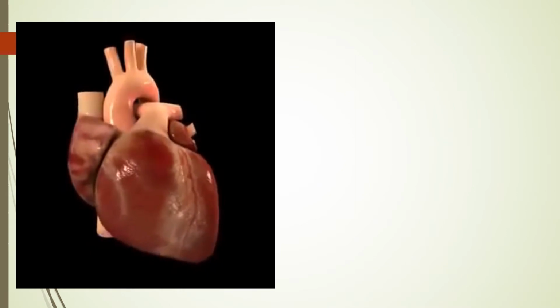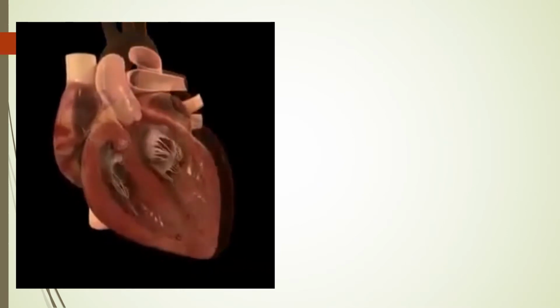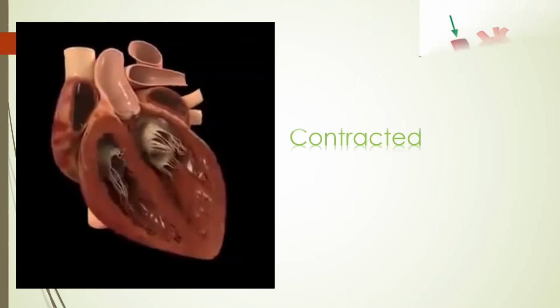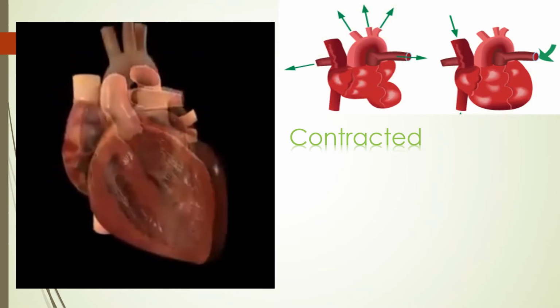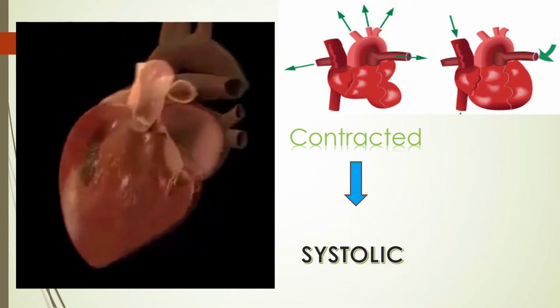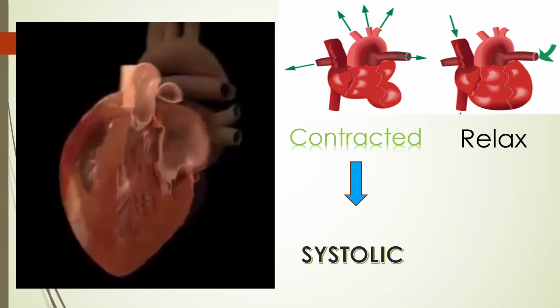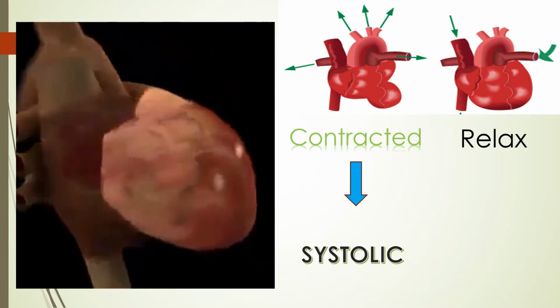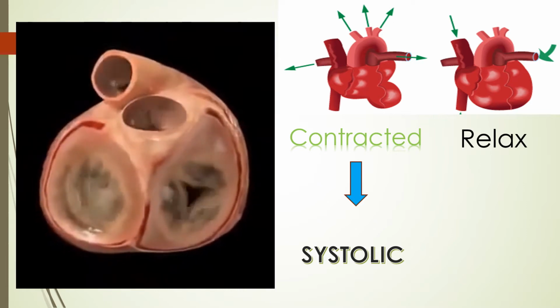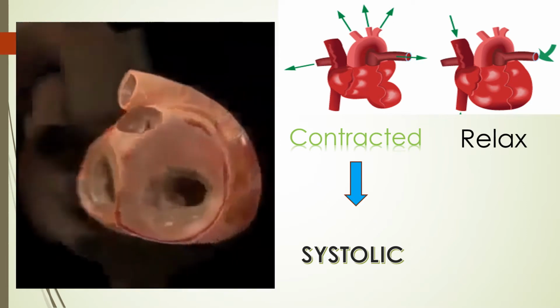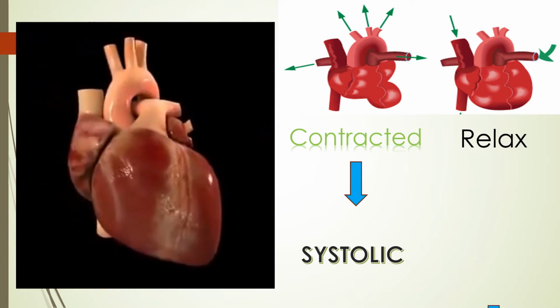The heart contracts as it pumps the blood into the arteries. When the heart is contracting, the pressure is highest. The pressure is called systolic pressure. As the heart relaxes between each contraction, the pressure goes down. When the heart is most relaxed, the pressure is lowest. This pressure is called the diastolic pressure.